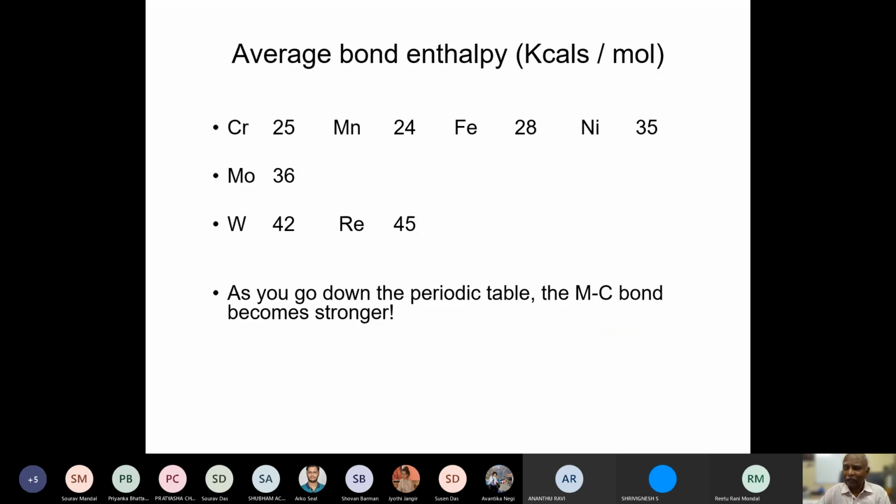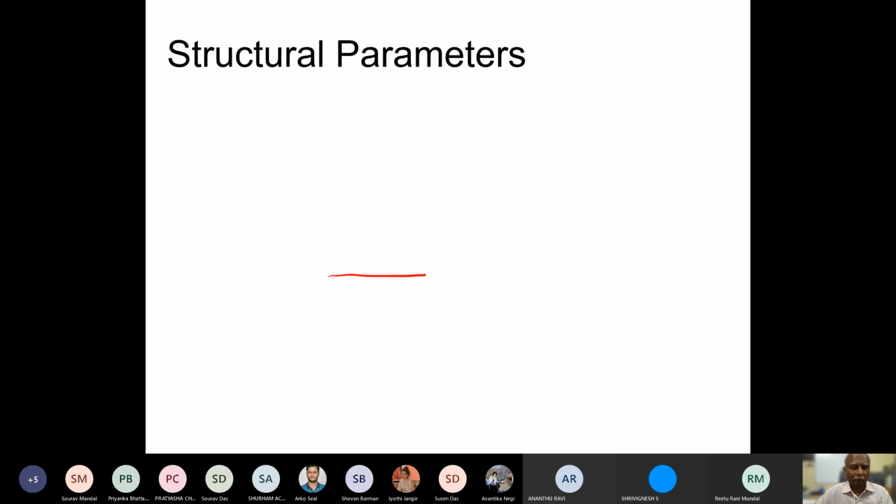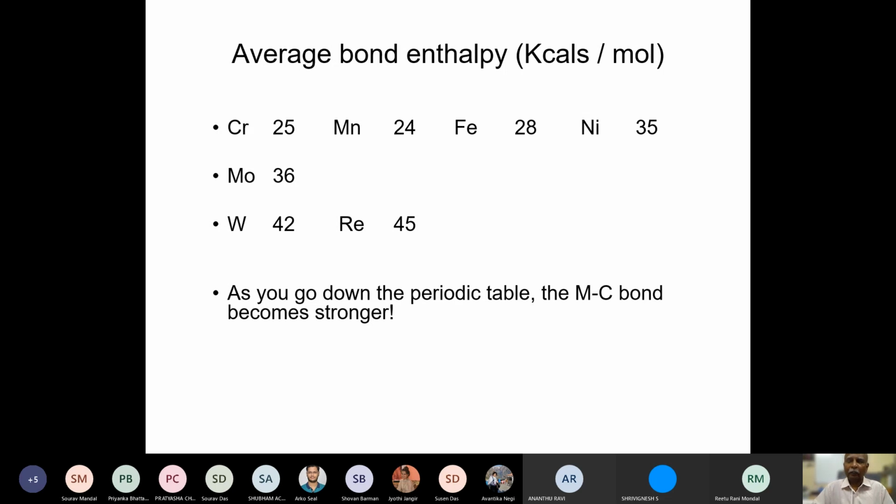So if you take the average enthalpy, I think in the previous slide I have made a mistake. I have given you the value in kilojoules per mole. I will correct it. Here it is in kilocalories per mole. So kilojoules will be about 4 times as much. So you find that the average bond enthalpy for one metal carbon bond is close to 25 kilocalories per mole. So they are fairly strong. And what is interesting is just like the metal carbon bond strength increased for alkyls, here also it increases.